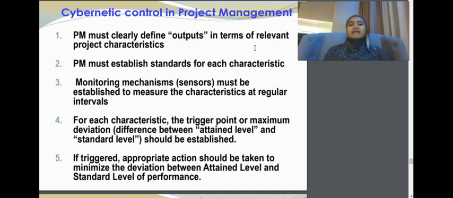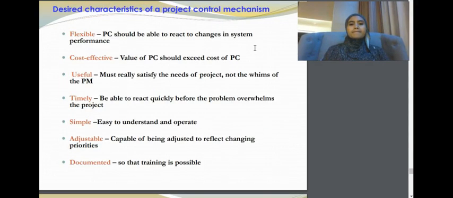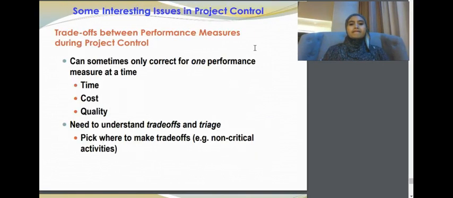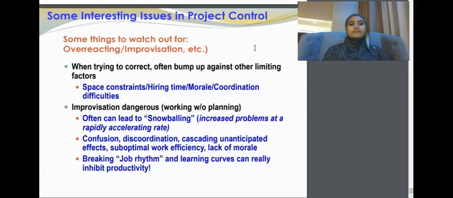So all the mechanisms of project control will be discussed properly. And all issues in project control need to be properly discussed and understood by students.